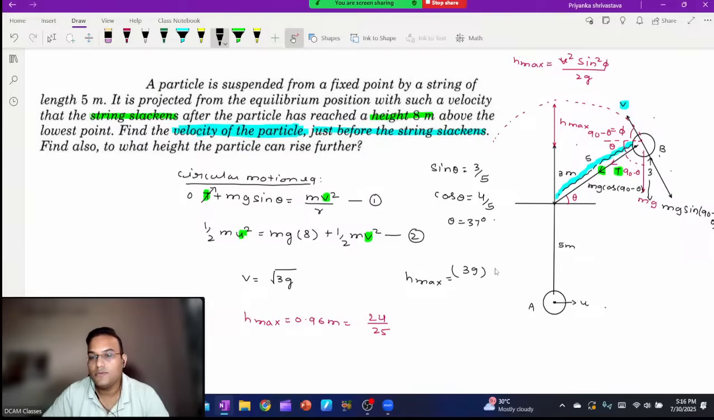3g into cos square theta by 2g. So it will be 3 by 2 into cos theta, which is 4 by 5. That means 4 by 5 whole square. 3 by 2 into 16 by 25. 24 by 25. That's your answer.